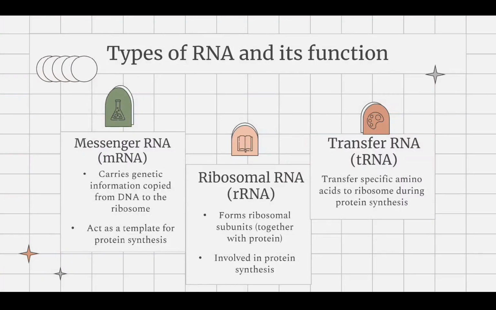Types of RNA and its function. The first one is messenger RNA or mRNA. It carries genetic information copied from DNA to the ribosome. It also acts as a template for protein synthesis.